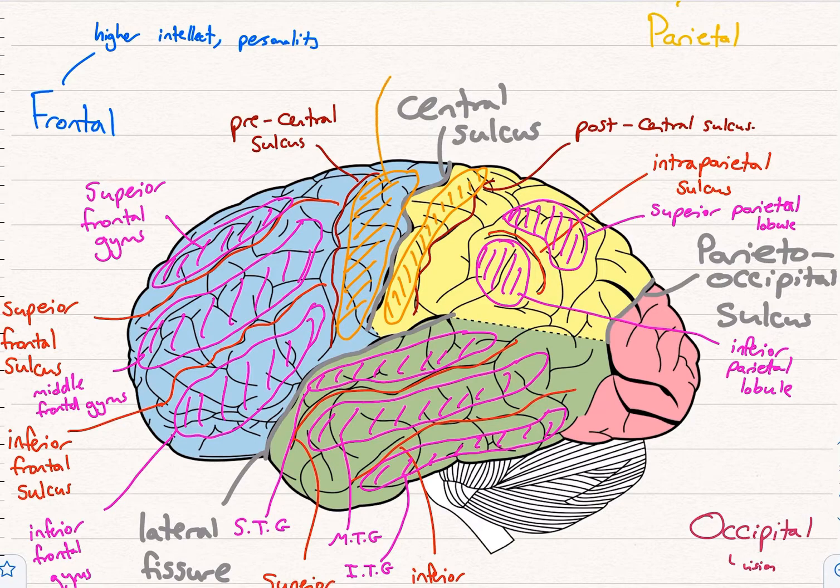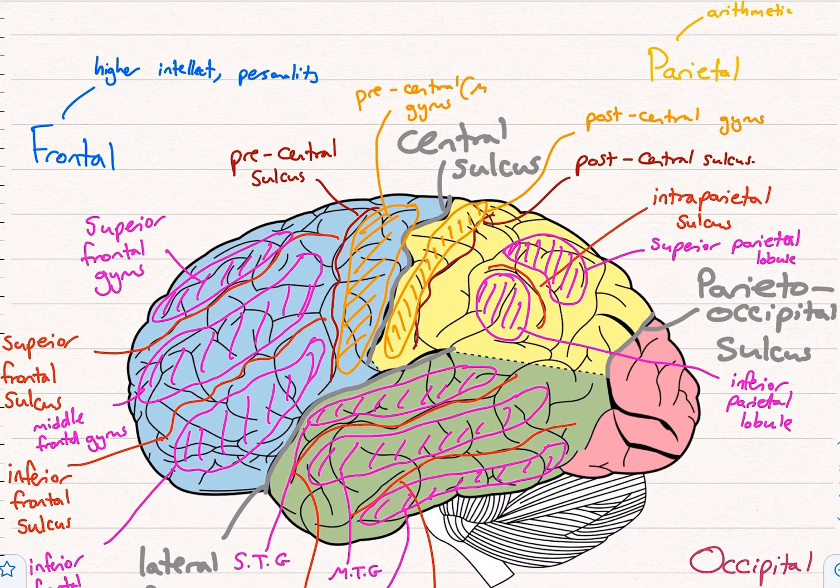So if we first label it, precentral gyrus, I'm going to put M1 in brackets, and S1. What these mean, M stands for motor, S stands for sensory. And what this is related to is motor function. This is related to sensory function.